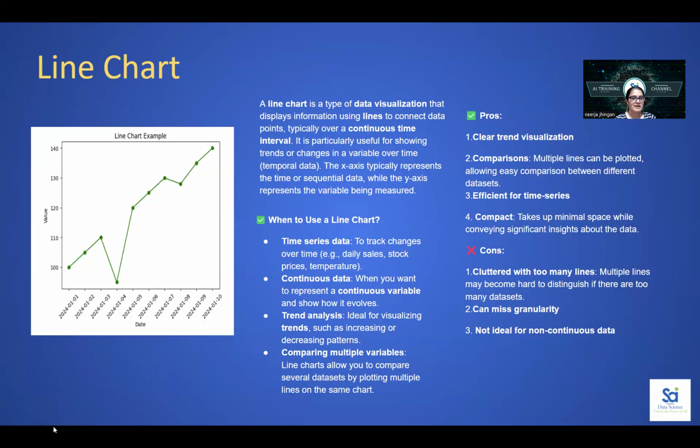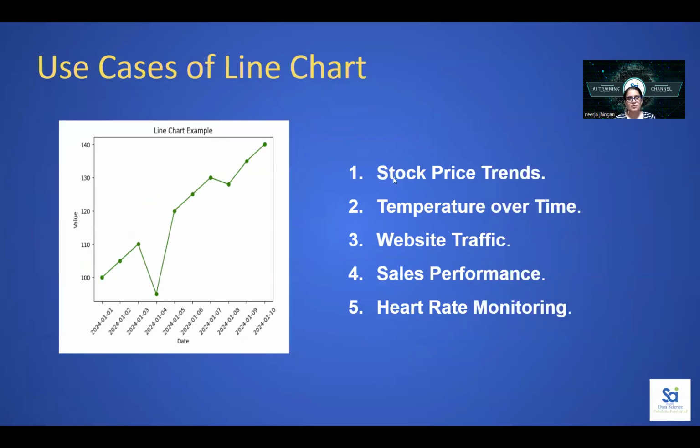Okay. Now we will move ahead with the use cases. You can use it for stock price trends, because we want to see, according to the time, up and down, which stock prices are going to increase. You have seen on TVs and mobiles how the line shows the trends over the time, right? Temperature over a time, website traffic, sales performance, heart rate monitoring. You have seen in the hospitals, there are computer displays that show the heart rate like this, right? So this is a very useful graph. Okay, I hope you now have an idea where you should use the bar graph, line chart and histogram.